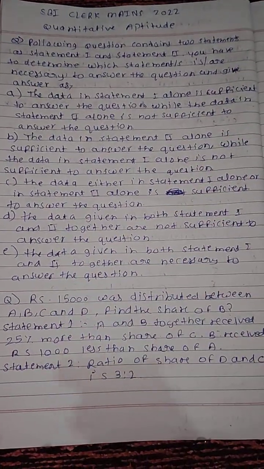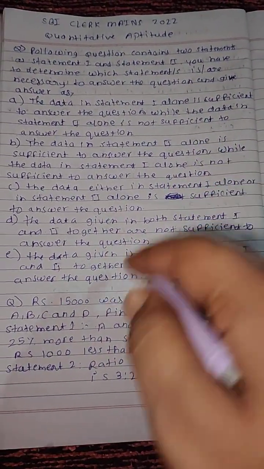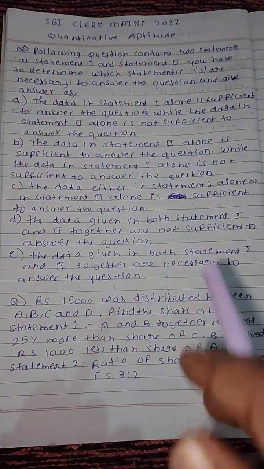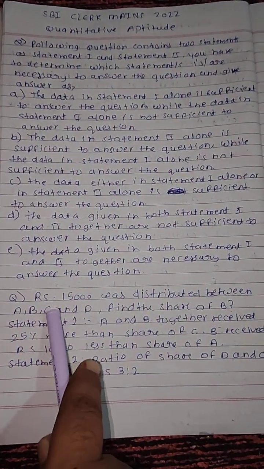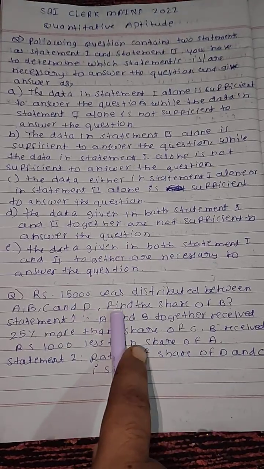Guys, today we are going to solve a question from SBI Clerk 2022. They have given two statements, statement 1 and statement 2, and these options. The question is: rupees 15,000 was distributed between A, B, C and D. Find the share of B.